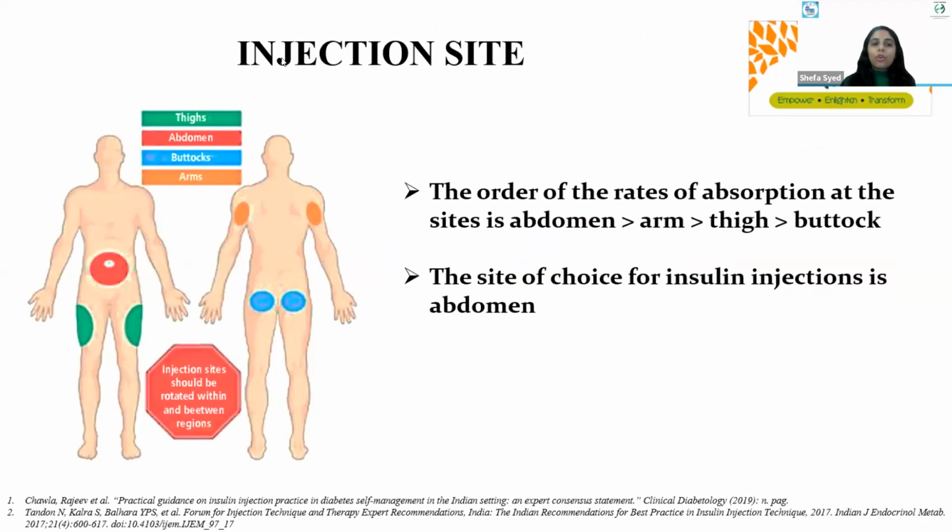Now, another important aspect is injection sites. So usually the four main sites of insulin injection is the abdomen, arm, thighs, and buttocks. The site of choice for insulin injection is abdomen because it has the highest rate of absorption. In terms of rates of absorption, abdomen is followed by the arms, then the thighs, and last is the buttocks.